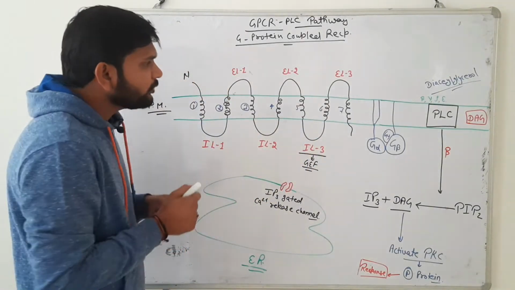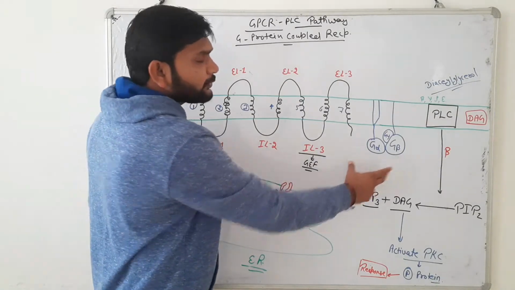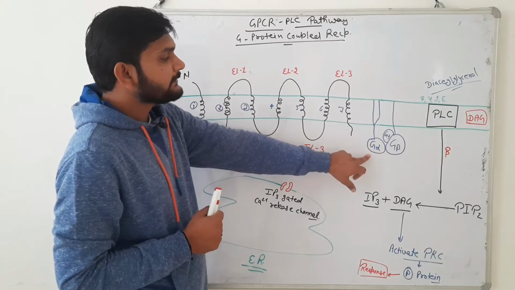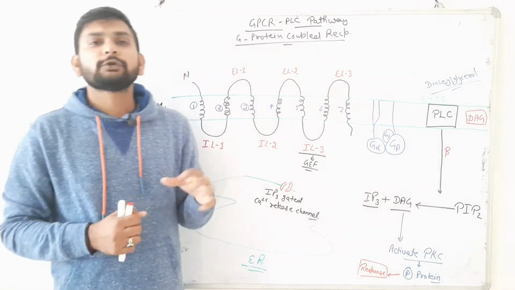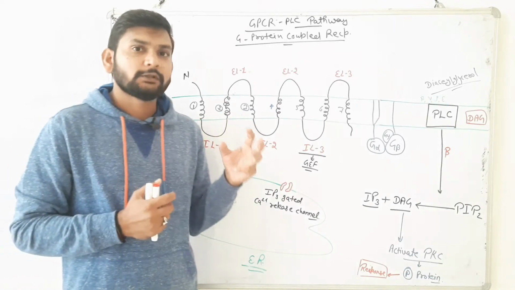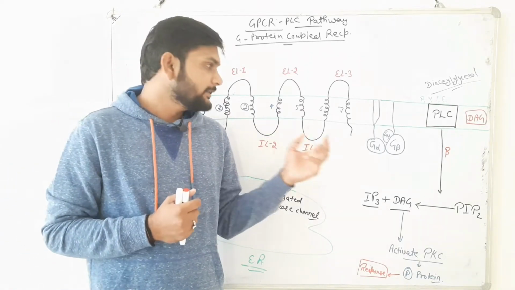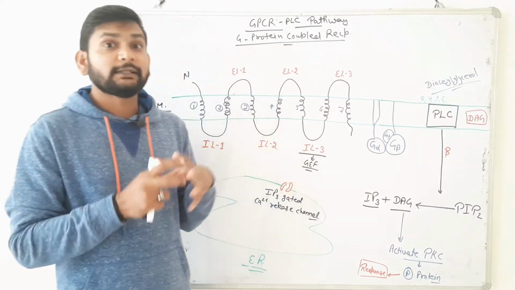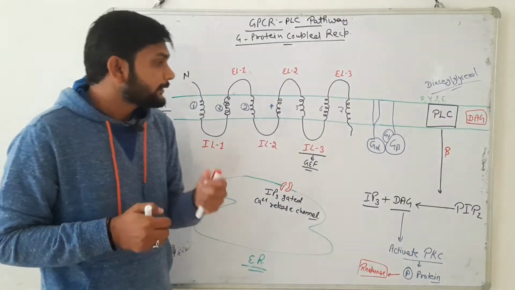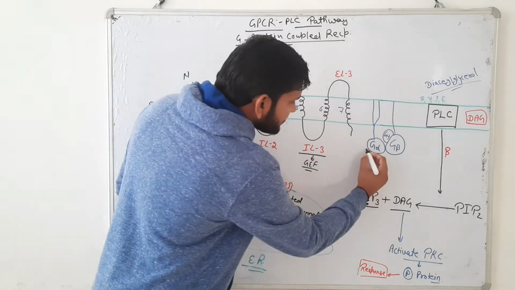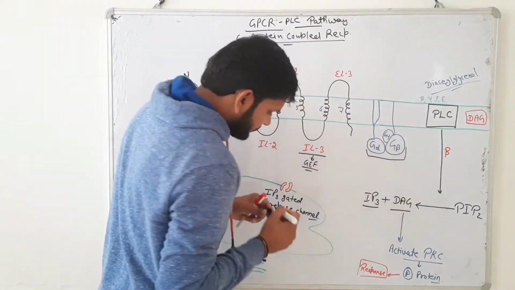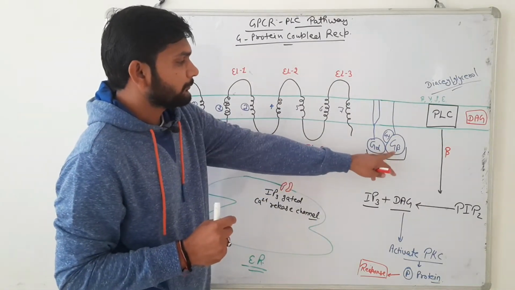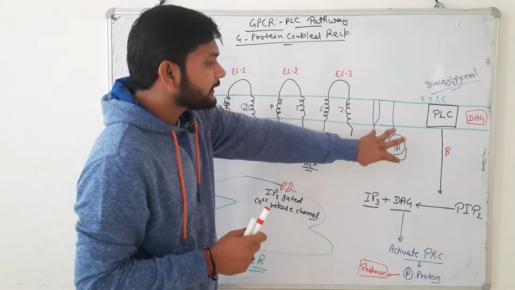Another protein is embedded in the plasma membrane. What is this protein? This protein is G protein. G protein has 3 subunits: G alpha, G beta, and G gamma. These proteins are embedded in the plasma membrane in the heterotrimeric form. Heterotrimeric form means 3 different proteins are in a complex: G alpha, G beta, and G gamma.